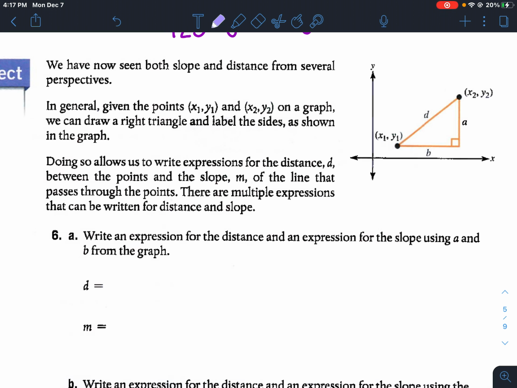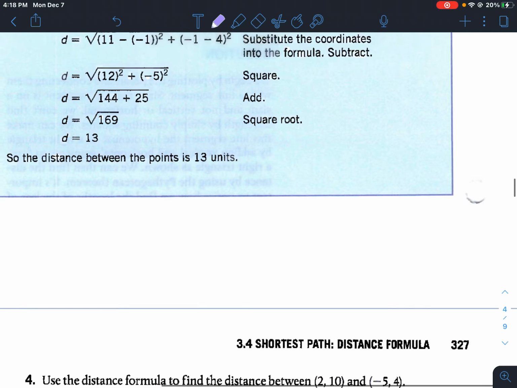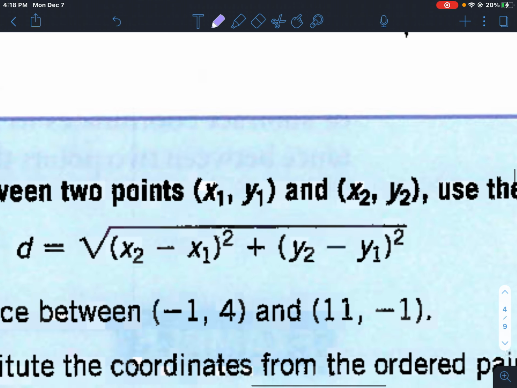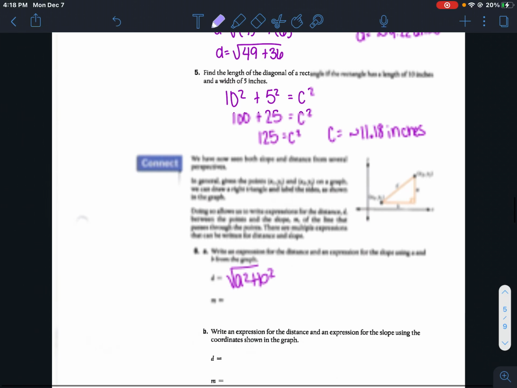There's multiple expressions that can be written for distance and for slope. So, write an expression for the distance and an expression for the slope using A and B from the graph. So, in order to find distance, I can just use something similar to the Pythagorean theorem. I can have my a squared plus my b squared equaling d squared. But if I want to solve for d, I'm going to take the square root of both sides. So it's really going to be the square root of a squared plus b squared. Notice, super similar to the distance formula. Okay, hopefully that wasn't too shocking.